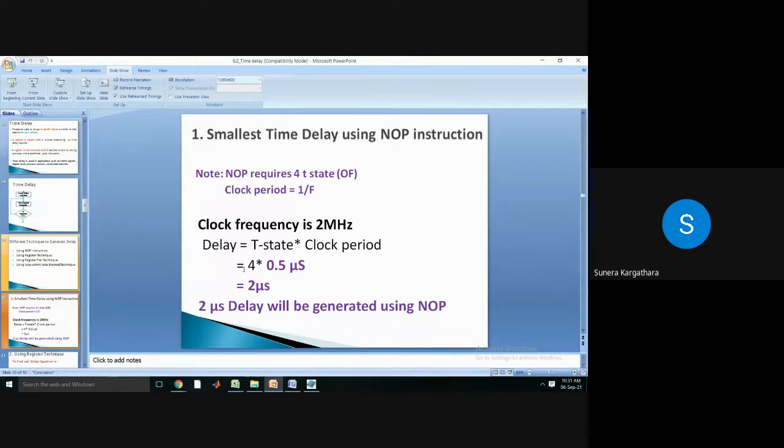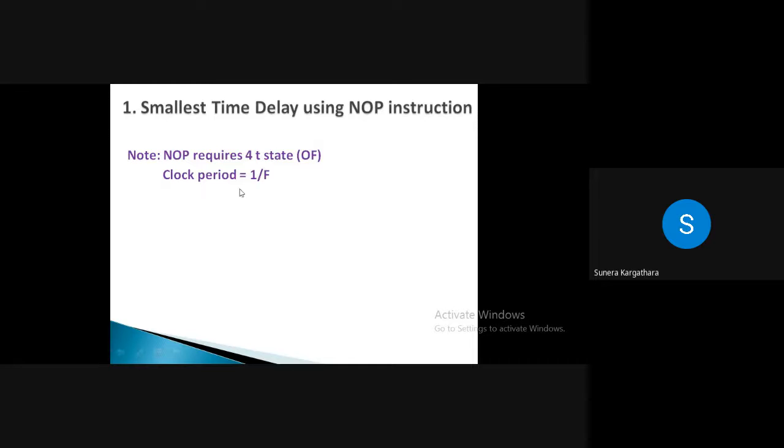Now how to find the delay? Try to understand it very clearly. What is T? Your NOP instruction will take 4T. How will we find T? 1 by F, right? T is nothing but the inverse of frequency. The clock period you can find with the frequency. And that is known to us, the operating frequency is always given to us.